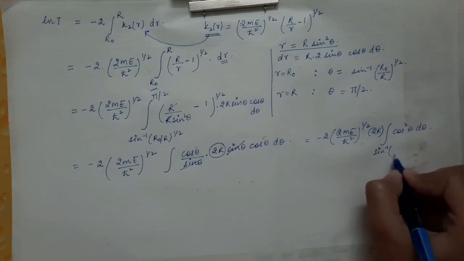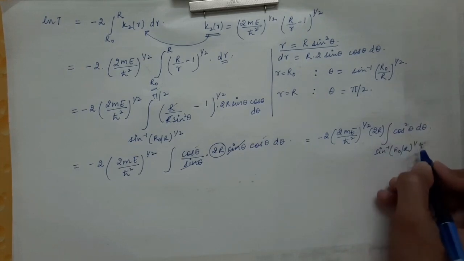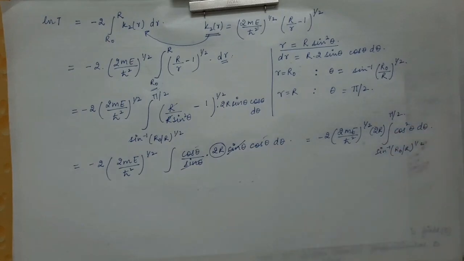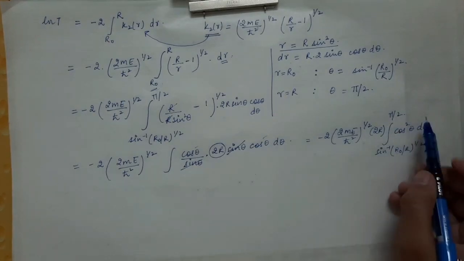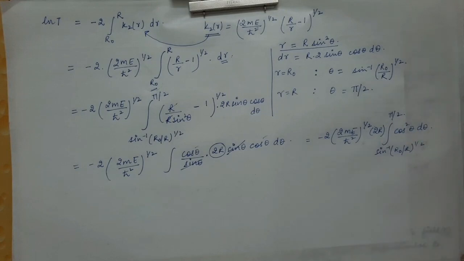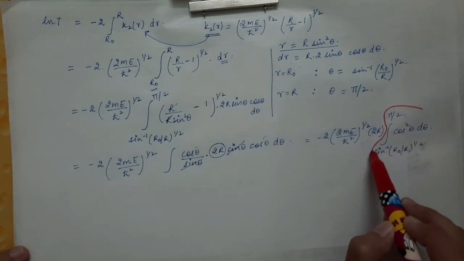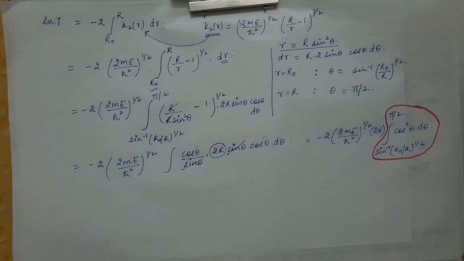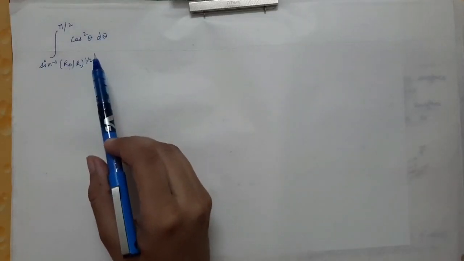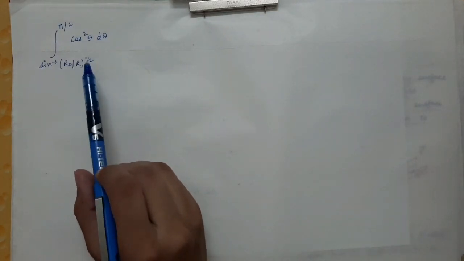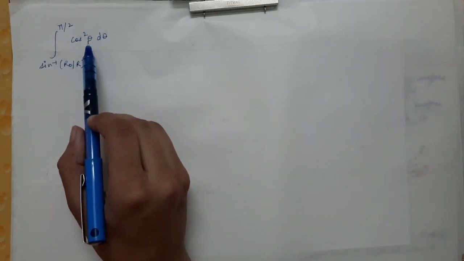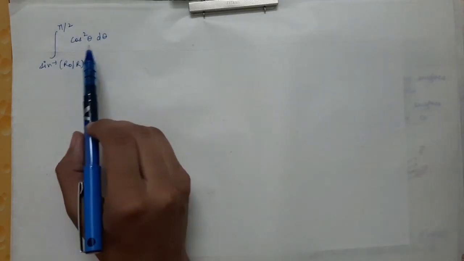theta from sine inverse of (r naught by r) power 1 by 2, and upper limit of theta is pi by 2. So now the task will be to evaluate this integral of cos square theta with these limits. Firstly we will solve this integral, and then we will put the solution of this integral in the previous equation. So cos square theta can be replaced with 1 plus cos 2 theta divided by 2.